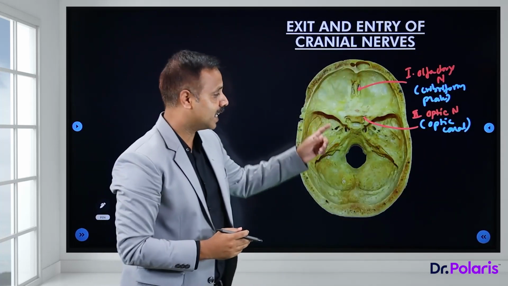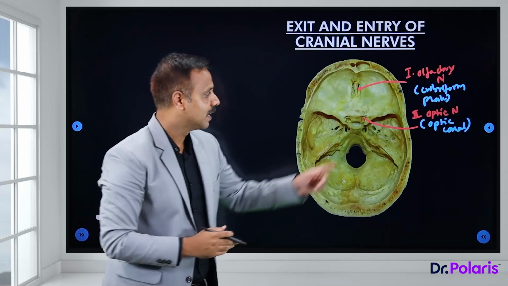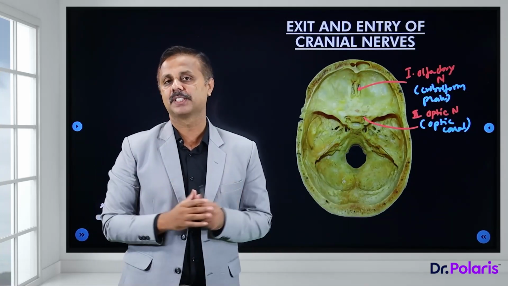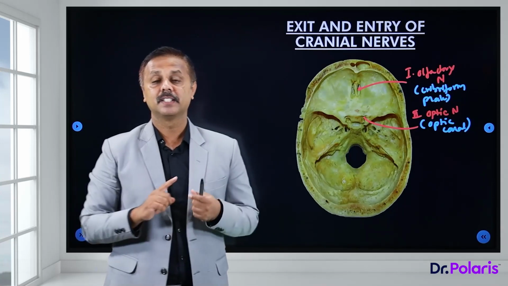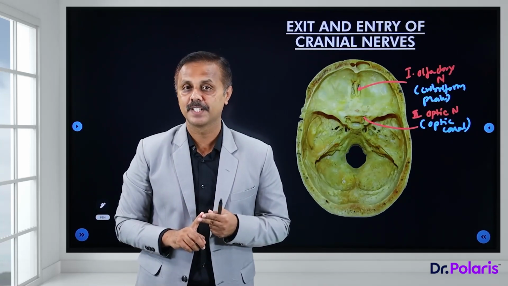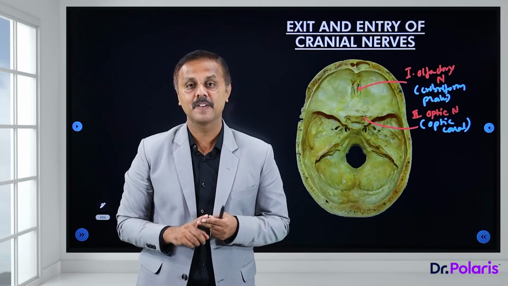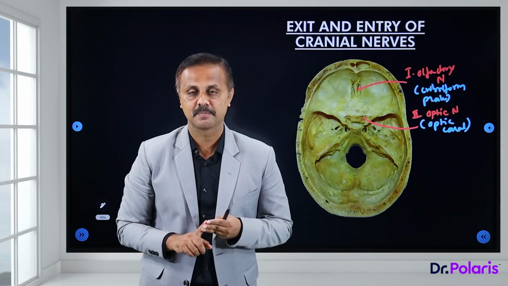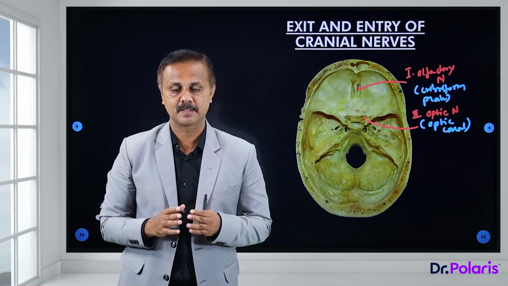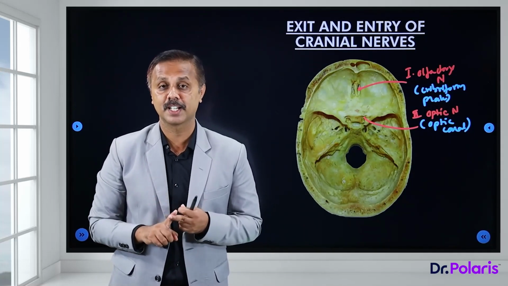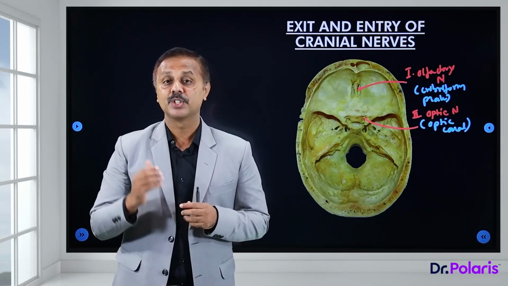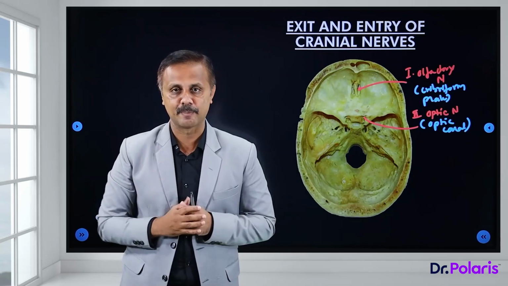Right? So the second cranial nerve or optic nerve will enter through the optic canal. What about the third cranial nerve? Remember, the third cranial nerve, oculomotor, the fourth cranial nerve, which is the trochlear nerve, and the sixth cranial nerve. Right? These cranial nerves supply extraocular muscles. That is oculomotor nerve, trochlear nerve, and then abducent nerve. They supply extraocular muscles, so they have to reach the orbit.